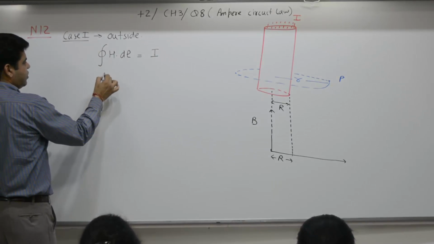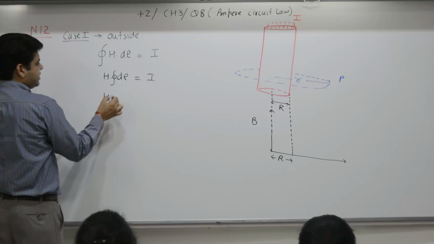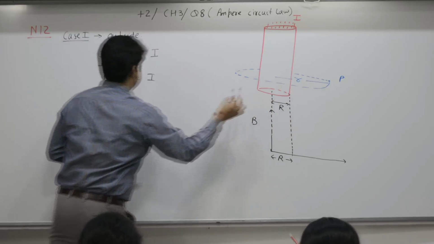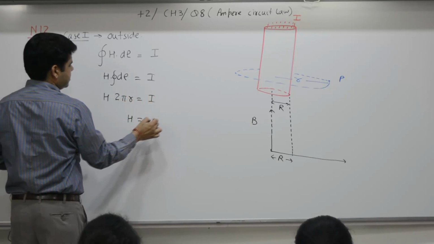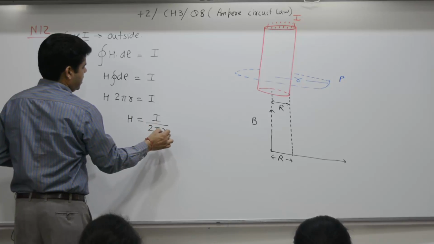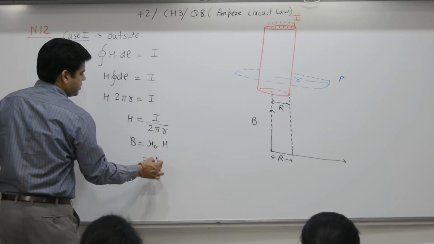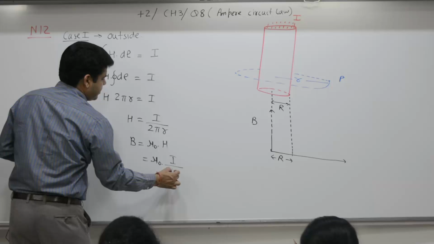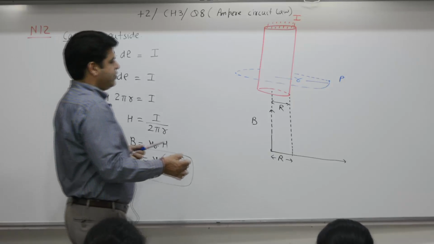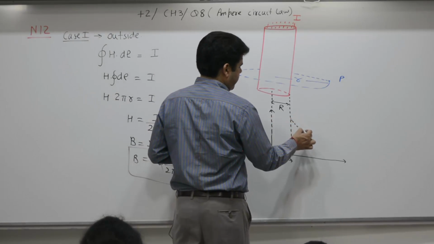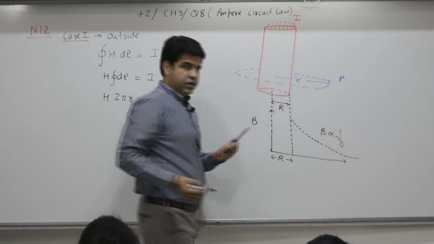So you can take H constant outside, integral of H dl is equal to I. H into 2 pi r is equal to I, so H is equal to I by 2 pi r. Same derivation, no change. B is equal to mu times H, which is mu times I by 2 pi r. How does B vary outside? Outside, it is inversely proportional to r. This is the answer in an objective question.